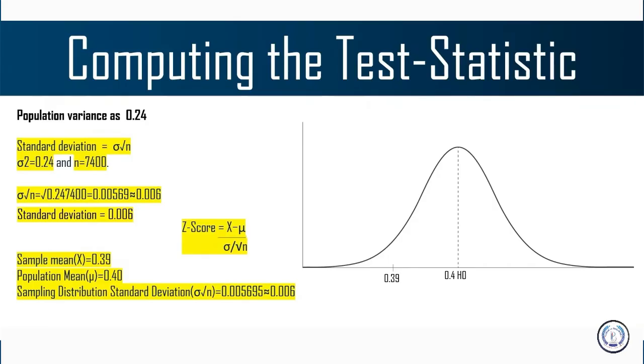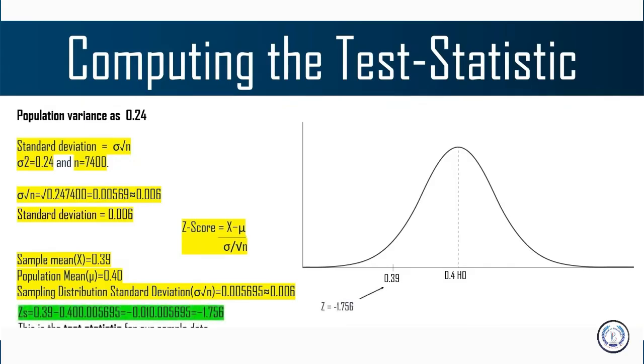So substituting the values in the formula, x is 0.39, mu is 0.40, and sigma is 0.005, meaning 0.006. We can see the sigma by root n value, that is the sampling distribution standard deviation, is 0.006, and we get the z value as 1.756. So this is the test statistic of our sample data.